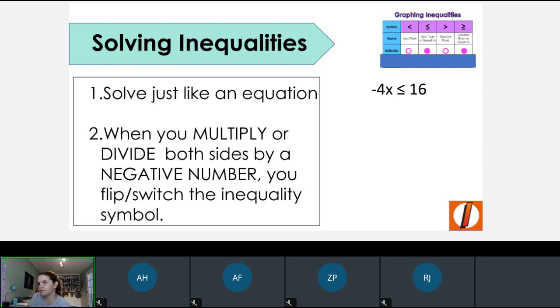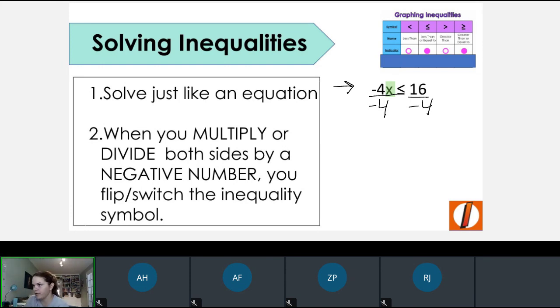This first problem says -4 times X is less than or equal to 16. Okay, so I'm solving for X. So I'm going to find my variable. Here it is. What's happening to X? It's being multiplied by -4. So to undo that, I'm going to divide by -4.